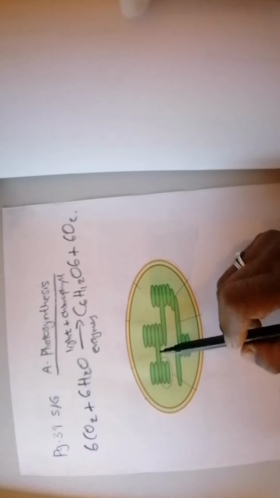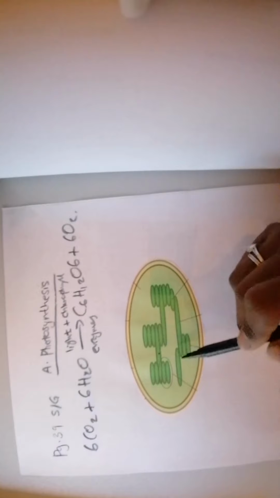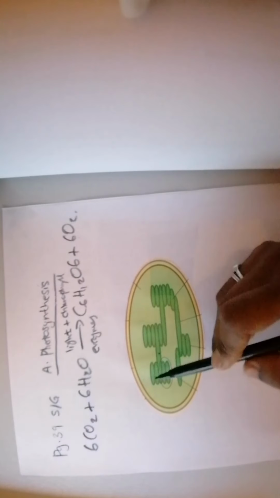If you look at your chloroplast, right, these grana here, they are stacked and they contain chlorophyll within them, right? And then they are also linked to one another via an intergranum. Here's your intergranum that is there, right? So chlorophyll, the light absorbing pigment, is found in your grana.